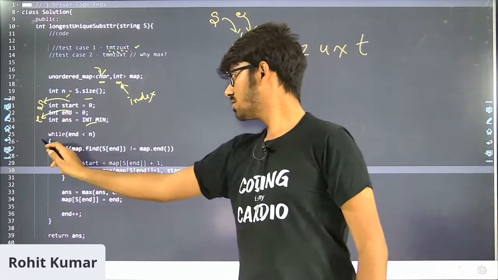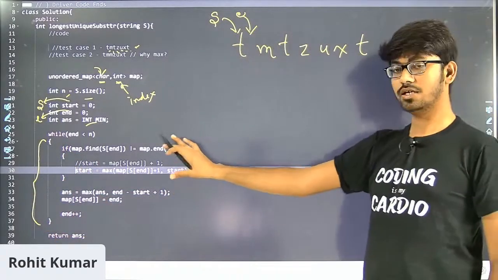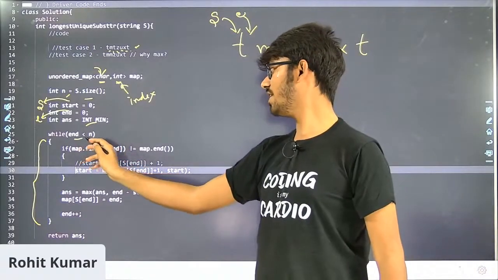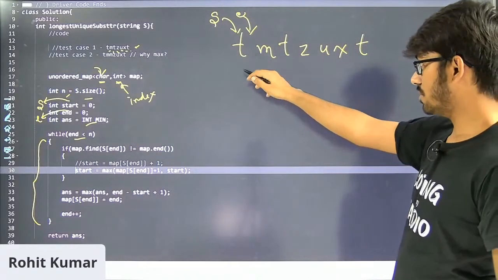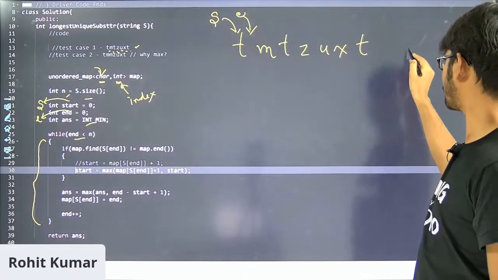This is the crux of the entire solution. Very small code, but it's highly efficient. Initially I'm checking whether my end is less than n. So what will be my n for this? If I clearly observe, this is 1, 2, 3, 4, 5, 6, 7.